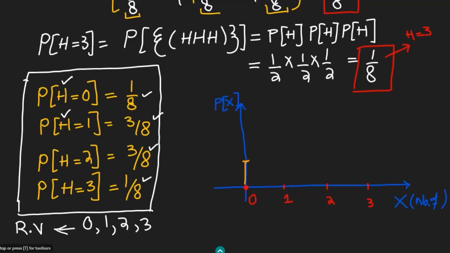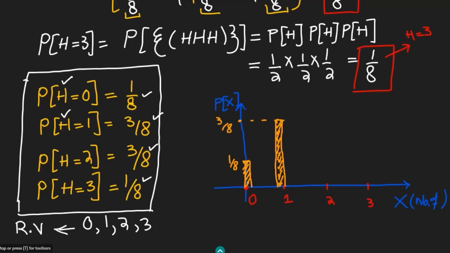So this would be here, and this, let me call it 1 by 8. For the second one, let me have it 3 by 8. So for heads equal to 1, what would I have? I would have this one, so I can plot it, and here this is 3 by 8.